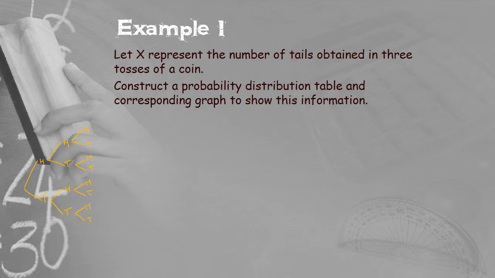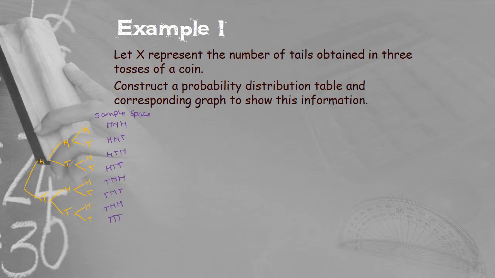Okay, so our sample space are all of the options we're going to get. So we could have heads, heads, heads; heads, heads, tails. So I'm following the branches along. Heads, tails, heads; heads, tails, tails; tails, heads, heads; tails, heads, tails. Okay, and we've got all of our options there.